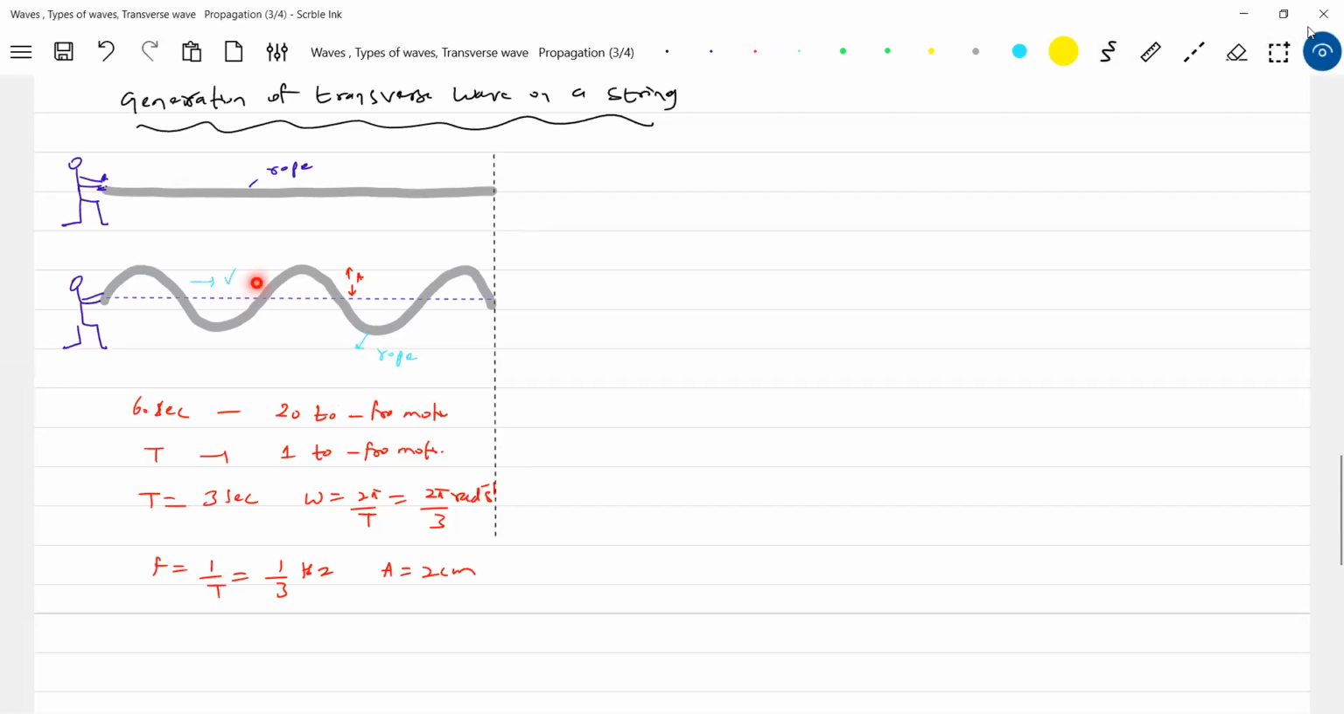How do the points on the rope move? They'll move up and down. We already know it. Sir, how did you write A, sir? Amplitude: I'll move my arm up and down. Sir, how did you calculate it? It is the maximum displacement of a point on the rope from mean position. SHM idea, no? I'll move up by 2 centimeter, then down by 2 centimeter. So definitely this is the maximum displacement, no?